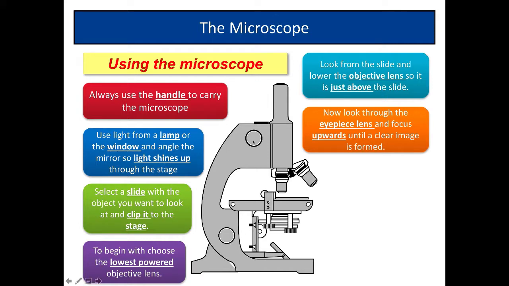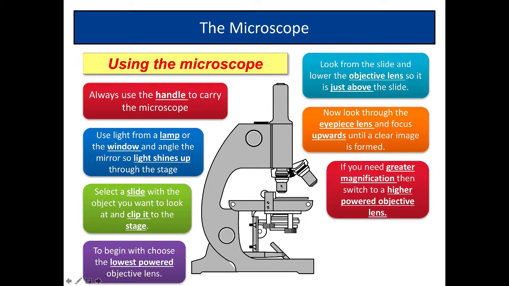Use the focusing knob. Here's a focusing knob here. Use it to move the objective lens upwards until a clear image is formed. So all this is going to move upwards till a clear image is formed.